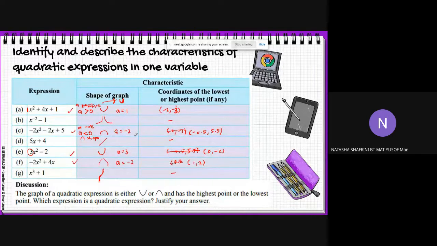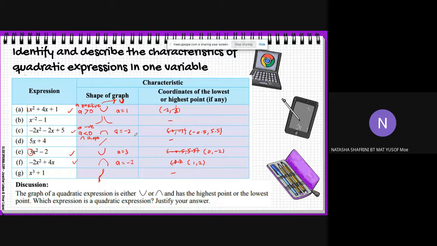So, in other terms, kita boleh cakap conclusion is you punya shape of graph of quadratic equation, quadratic function, quadratic expression depends on the value of A. Kalau A awak positif, you akan dapat U shape. A awak negatif, awak akan dapat N shape. Boleh?